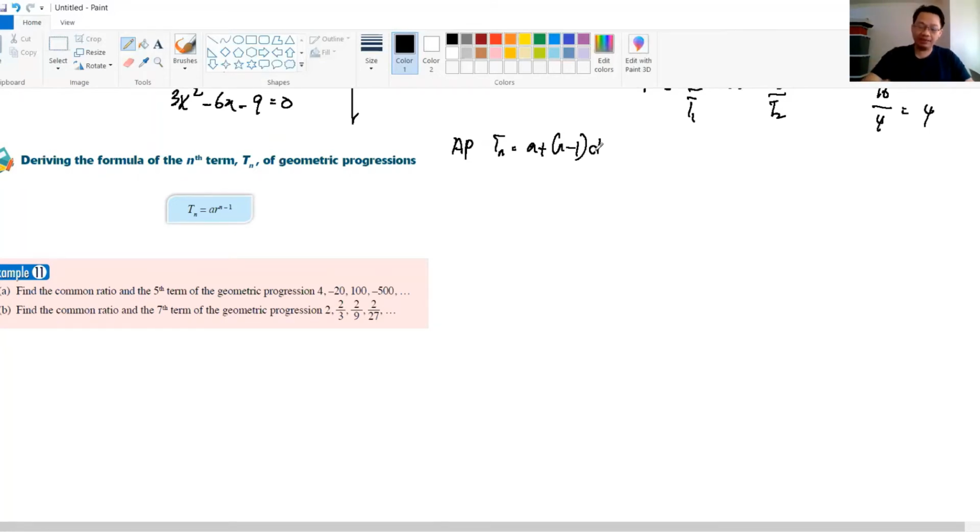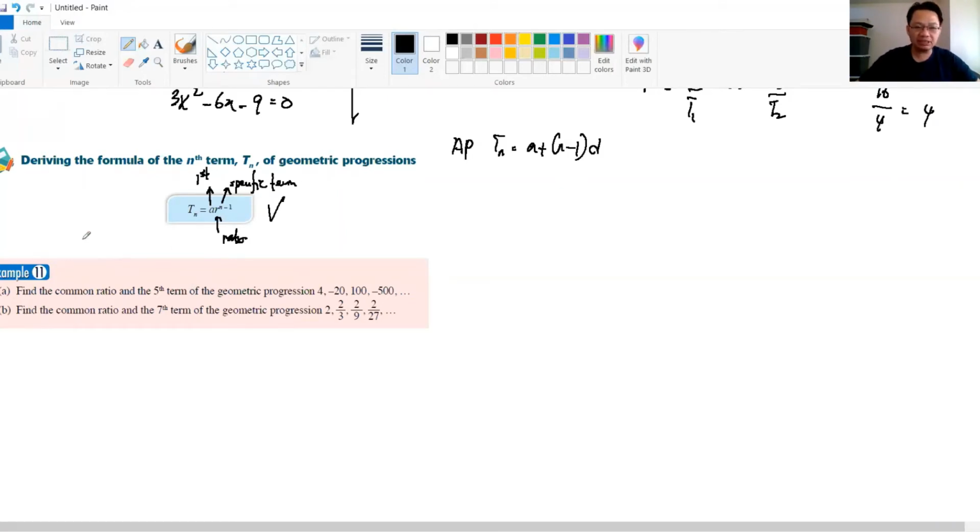But for GP, you want to find the specific term value. This is the formula. A, as usual, we know that is the first term. R, we know that is the common ratio. And n is the specific term that we want to find. Okay, ar to the power of n minus 1. That is the formula. Please remember this formula.